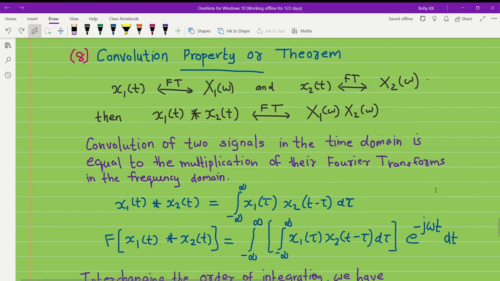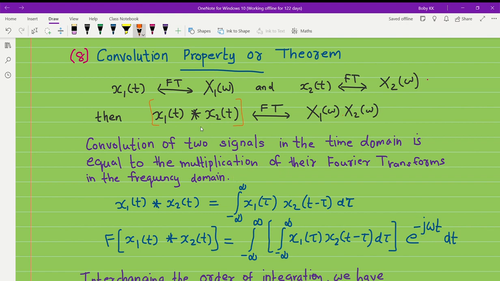Dear students, welcome back. Now let us see the next property of the Fourier transform, that is the convolution property or theorem. If the Fourier transform of x1 of t is equal to X1 of omega and the Fourier transform of x2 of t is equal to X2 of omega, then the Fourier transform of x1 of t convolution x2 of t is given by X1 of omega into X2 of omega. That means the convolution of two signals in the time domain is equal to the multiplication of their Fourier transforms in the frequency domain.